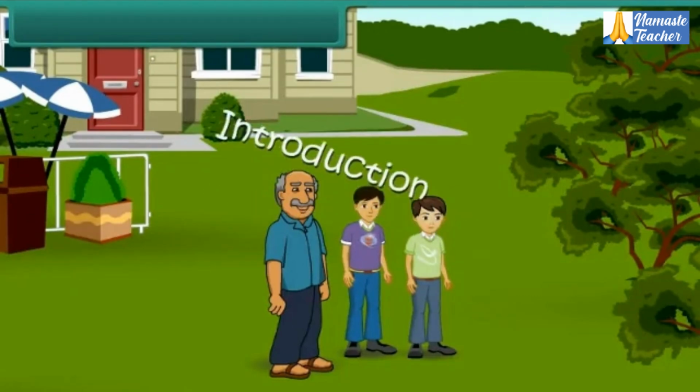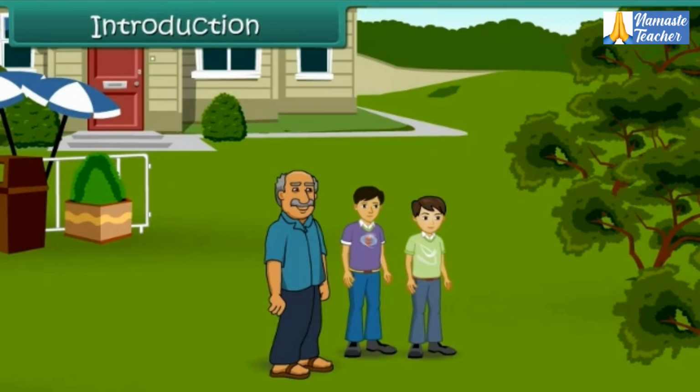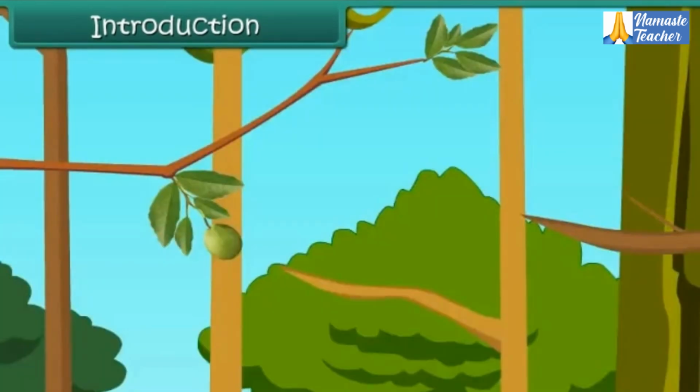Introduction. Shyam and Ram are at their uncle's farmhouse. They are playing around the trees. They are happy to see ripe guavas on the tree.